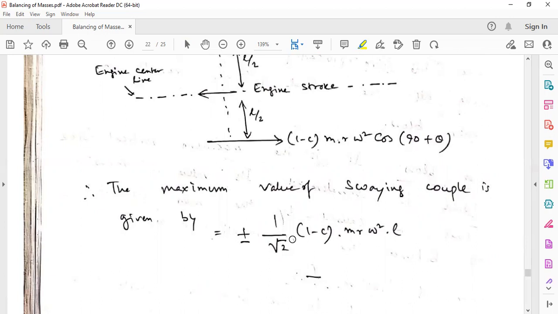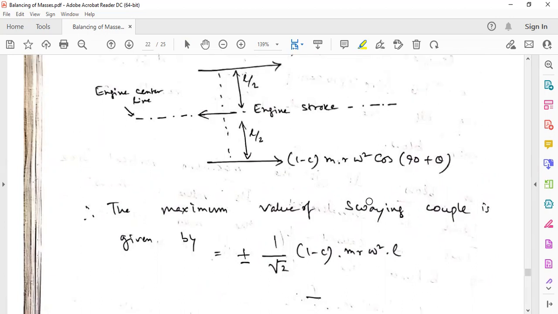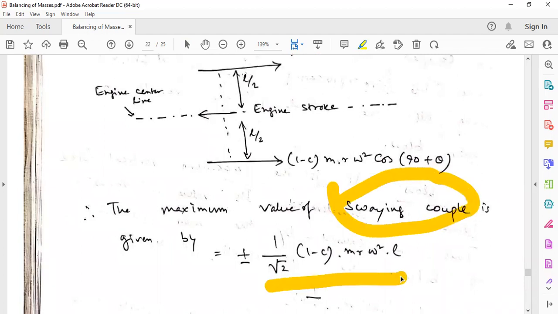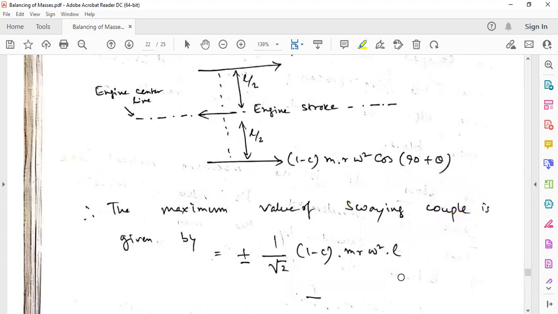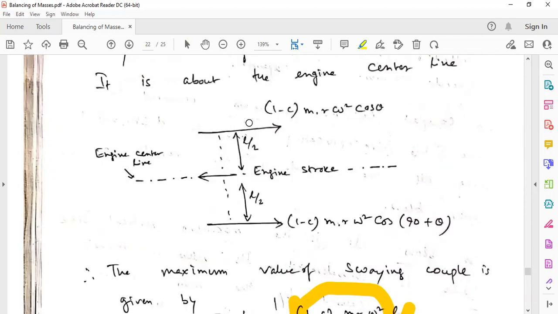The swaying couple is given by this formula. After derivation, we obtain such a formula. Here you can see (1 minus c) m r omega square is the unbalanced force, multiplied by L, which gives you the couple. Because we have assumed the engine is in between them, the gap between these two is assumed as L.